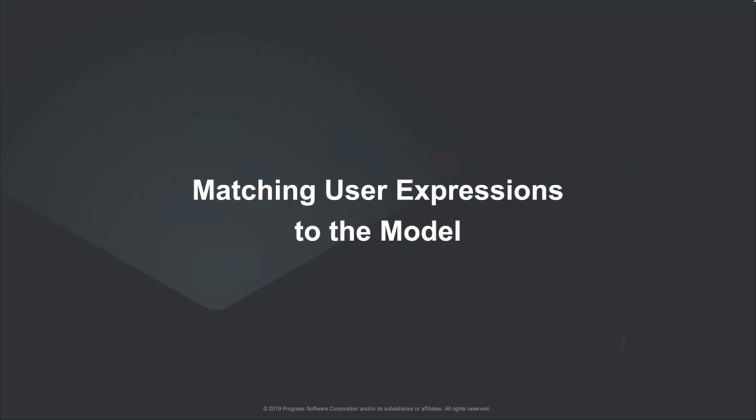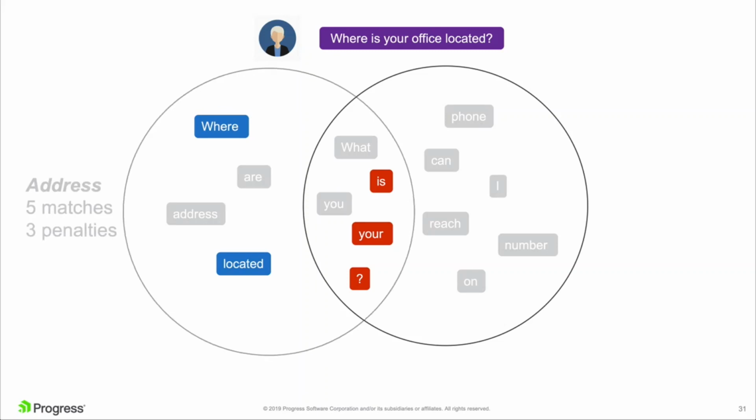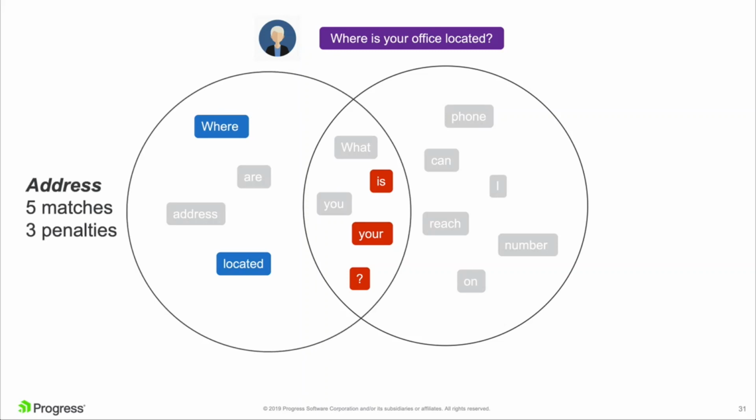So once we created this model, we can use it to match it to various expressions. So for example, if the user said something like, where is your office located? We should be able to identify the tokens that match this expression. So in here you will see we have where is your located and a question mark, which basically means that we matched 5 tokens to the address Q&A, of which 3 are penalized because those are the 3 that are in common. And we matched 3 to the phone Q&A, but all of them are penalized.